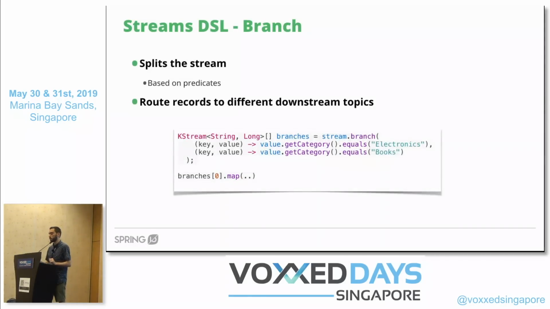We have also support for branching. Branching will create a bunch of streams based on one stream, and you can do that by defining predicates. If a record matches a particular predicate, it's going to be sent to one particular topic. If it matches another predicate, it will be sent into another topic.